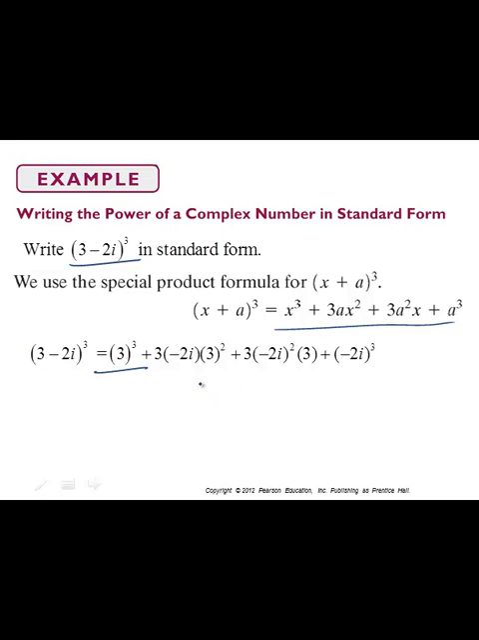Here's your x cubed plus 3ax squared, okay, plus 3a squared x, and then plus a cubed. And then simplify.